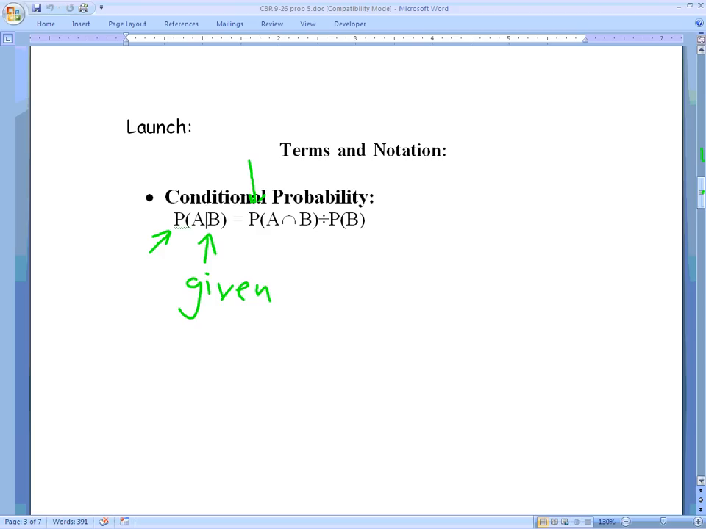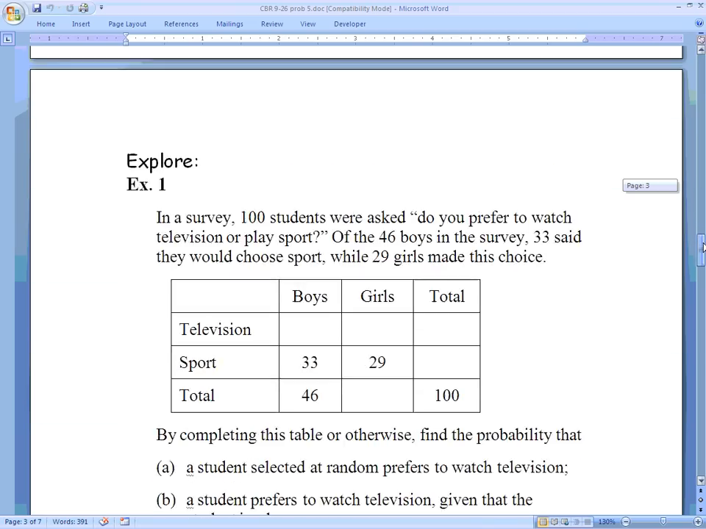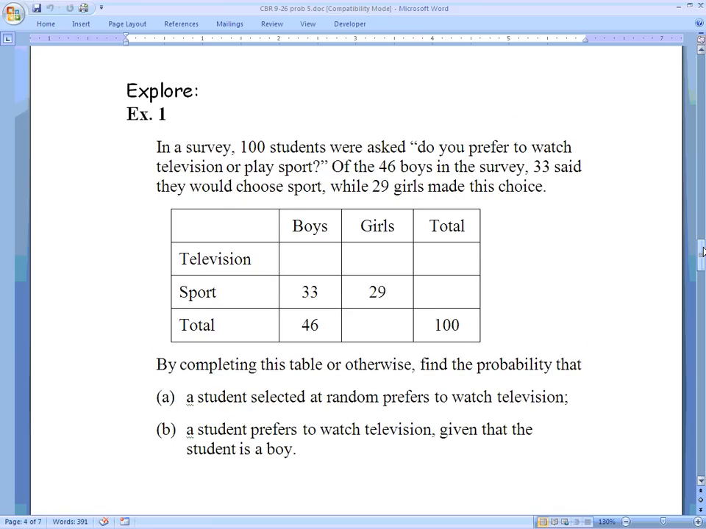You'll mostly only use this formula when dealing with tree diagrams or when dealing with abstract problems just involving formulas. You won't need this formula for Venn diagrams usually, and you won't need this formula for tables. We're going to take a look at a few problems now involving really all those things. So let's start with a table.